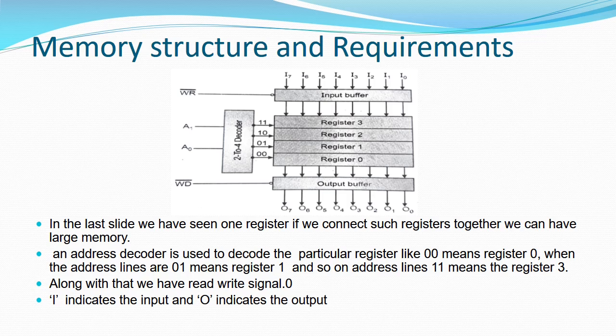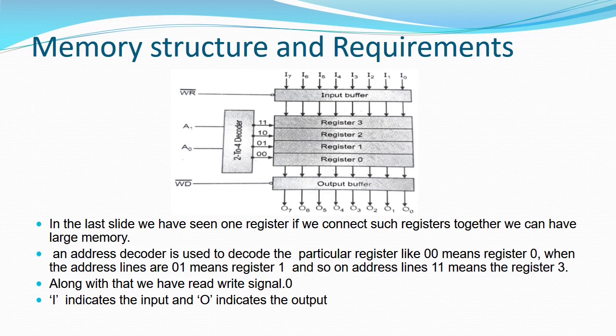If the read signal is generated, then the data available on the data lines is read from O0 to O7. If the write signal is activated low, then the data is written on the particular location. When the data is written on the chip, the input signals I0 to I7 are used. These are the input lines for writing data.